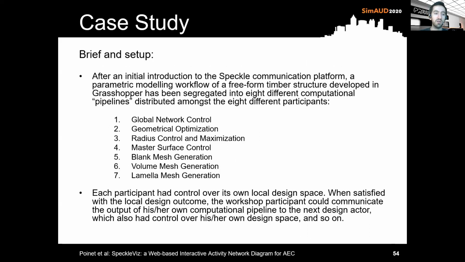In terms of brief and setup, after an initial introduction to the Speckle platform, we deployed a Grasshopper workflow, which was segregated into different pipelines that all depended on each other. It was a very speculative workflow for a freeform timber structure. So you had a global network control, and from that you could do some geometrical optimization and further geometrical generation and so on. Each participant had control over his or her own design space, and when satisfied with the local design outcome, the workshop participant could communicate the output of his or her own computational pipeline to the next design actor.